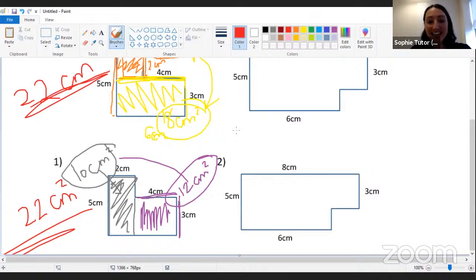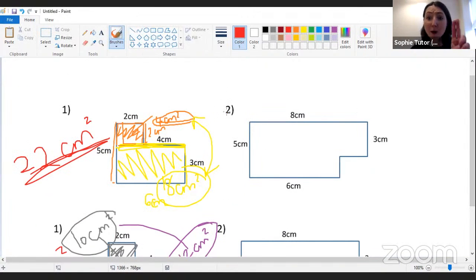So let's have a go at doing number 2. Again, I'm going to break this down in 2 different ways because there's more than one way of doing it. So we're going to break it down into both ways. The first way we could have done it, I'm going to do this in blue.